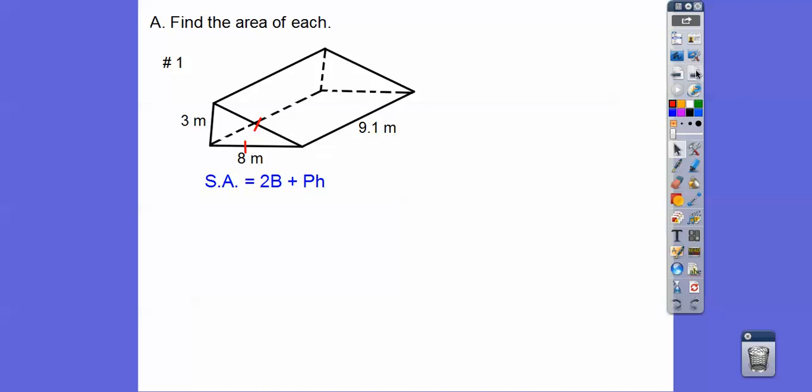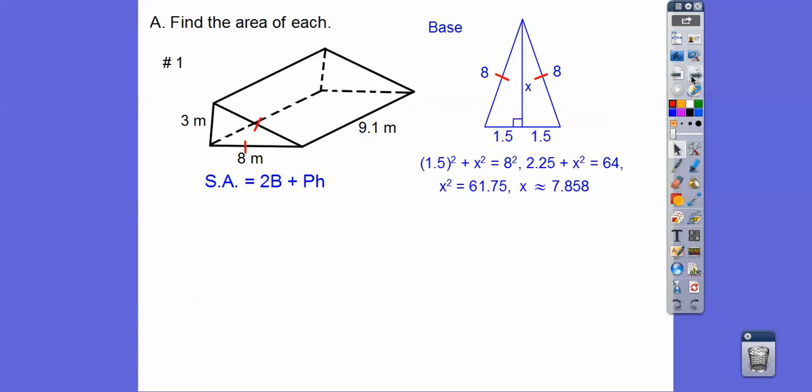Let's stand that triangle up, and we're going to draw this guy down right here because I need to find the area. So I need this height right there. When I draw this down on an isosceles triangle, it's isosceles because of these red tick marks right there, it cuts that 3 in half to 1.5 and 1.5. And then using the Pythagorean theorem, we get x to be about 7.858. So that's our height of this triangle.